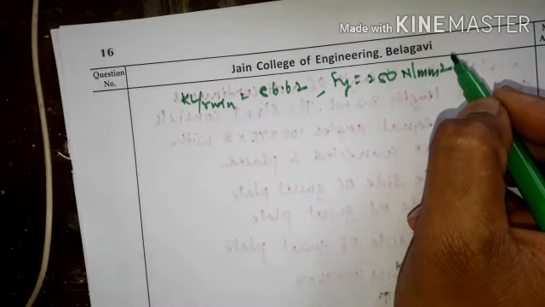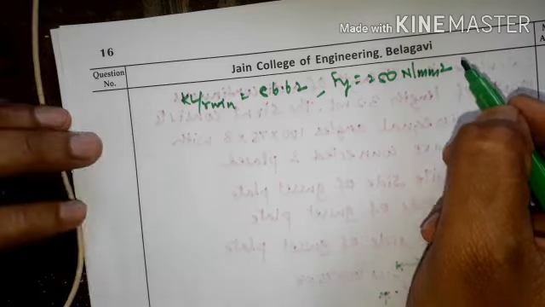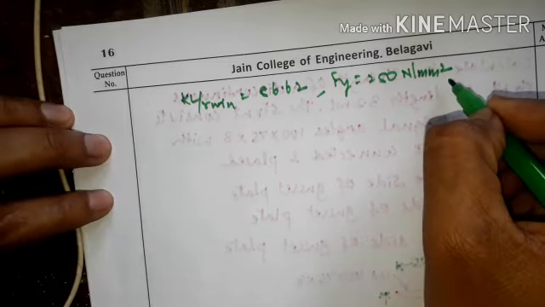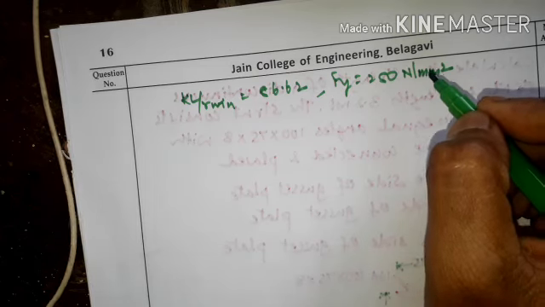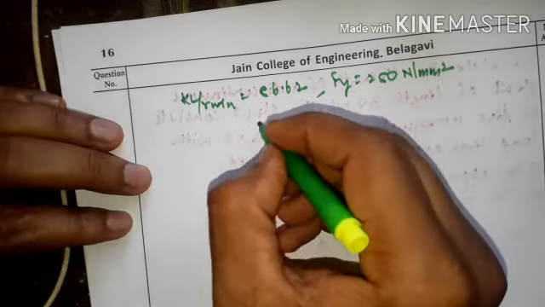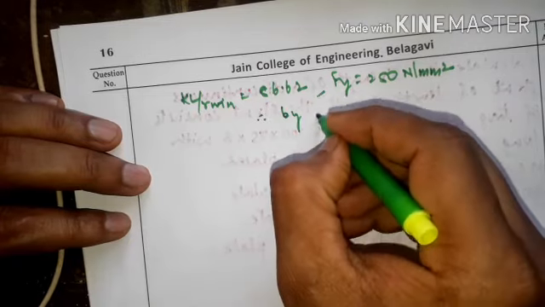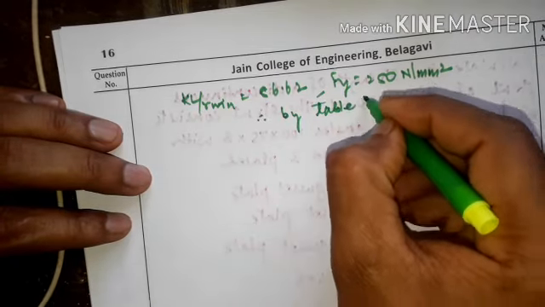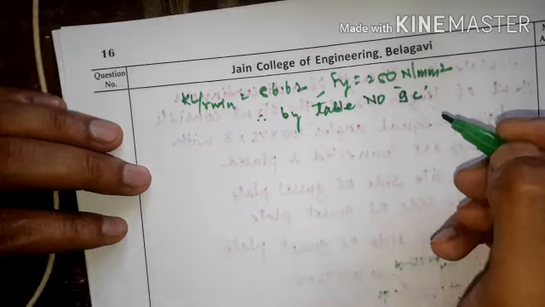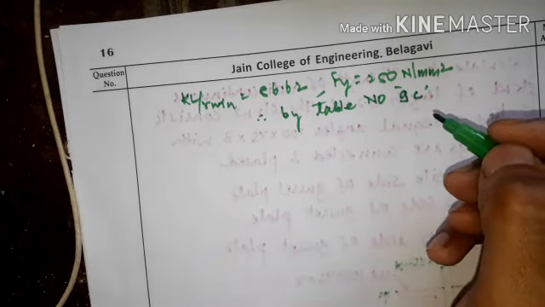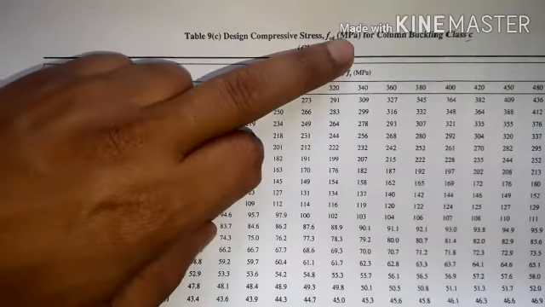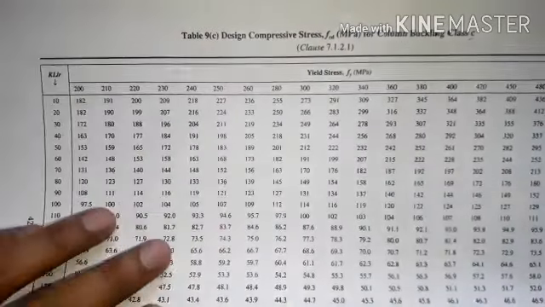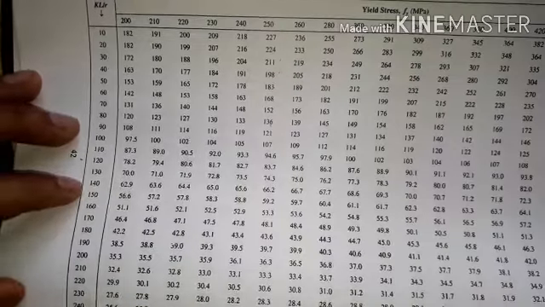Fy is equal to 250 Newton per mm square, and as it is an angle section, the buckling class will be C. So for angle section, it is buckling class C. Therefore, you have to go to table number 9C and find out the values for FCD.